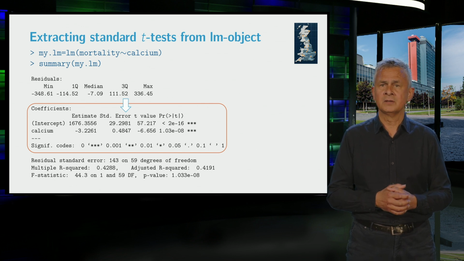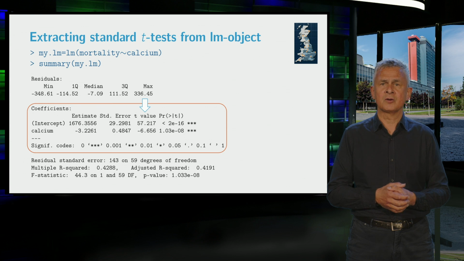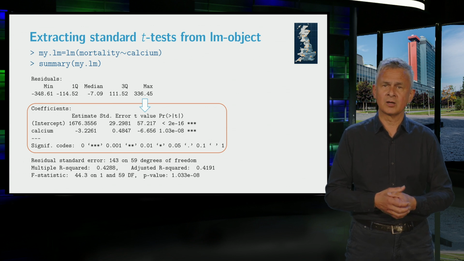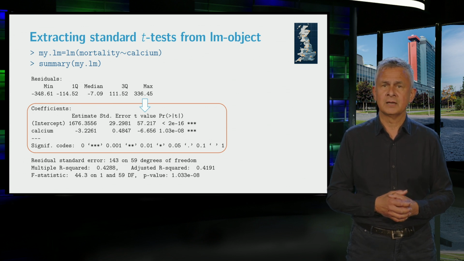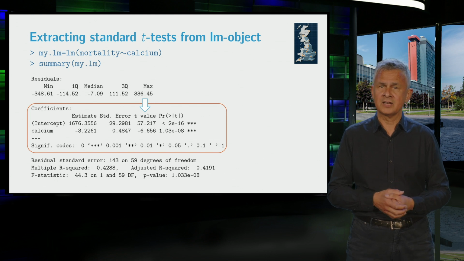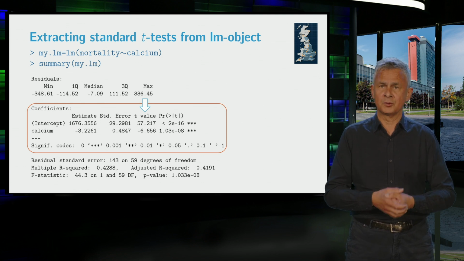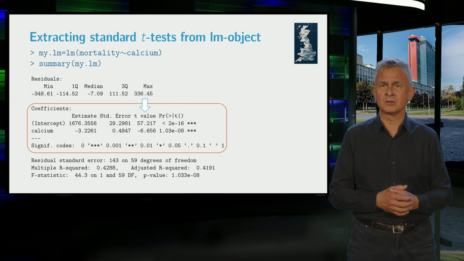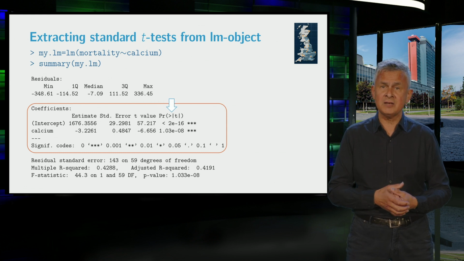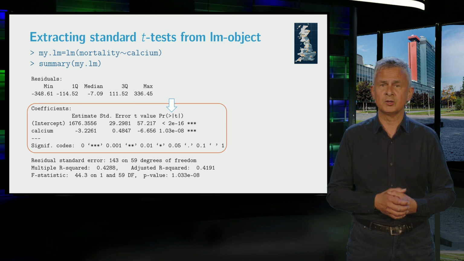The third column is simply the ratio of column 1 divided by column 2. And this means that the third column contains the values of the test statistic for the null hypothesis alpha equal to 0 in the first row and for the null hypothesis beta equal to 0 in the second row. And finally, the fourth column contains the two-sided p-values corresponding to the observed values of the t-test statistic.